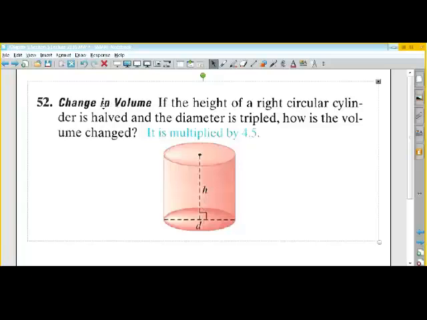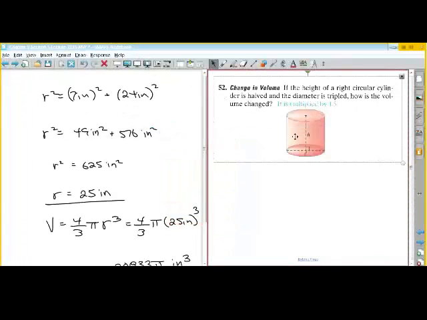So problem number 52 says, if the height of a right circular cylinder is halved and the diameter is tripled, how is the volume changed? So by what factor does it increase or decrease? So to work these kinds of problems, there's no numbers given, so how do you handle it?